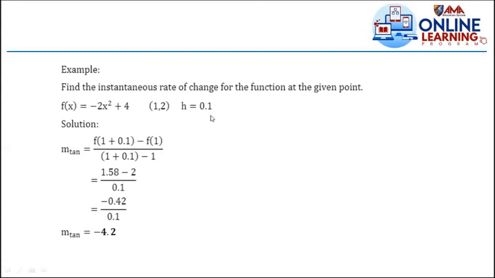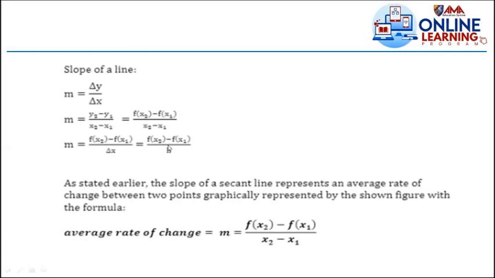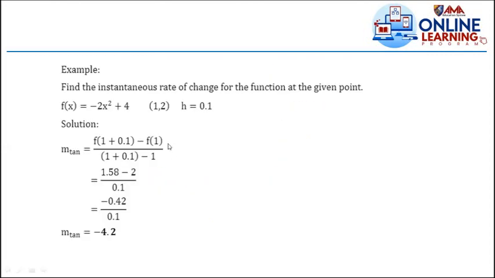Okay? So from our formula, y2 minus y1 divided by x2 minus x1. But from your tangent line formula, ito yung formula po natin na gagamitin. All over h po siya. So with that, the function of 1 plus 0.1 is your x2. Ito yung x1 po natin, ito yung x2 natin, no? So f of 1 plus h minus f of 1. Okay? So, 1 plus h po na yun, no? Yan yung function ng x2 natin.